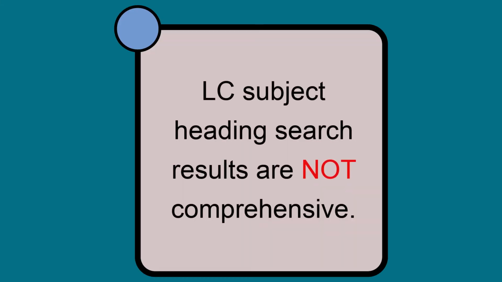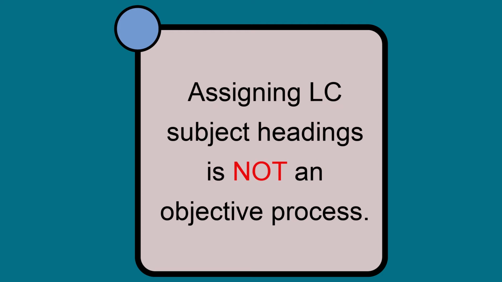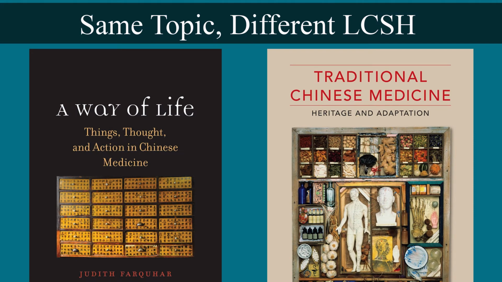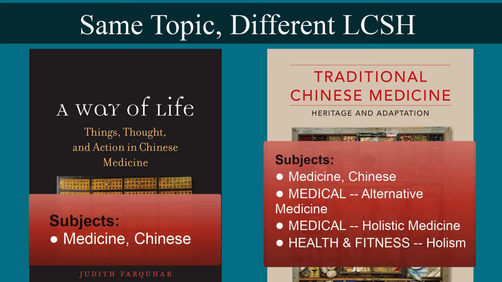Subject heading searches help you find relevant sources quickly, but it does not guarantee comprehensive search results. This is because librarians use Library of Congress's subject headings to categorize library resources, but assigning subject headings is not an objective process. For example, librarians may assign broader or narrower subject headings to items on the same topic.